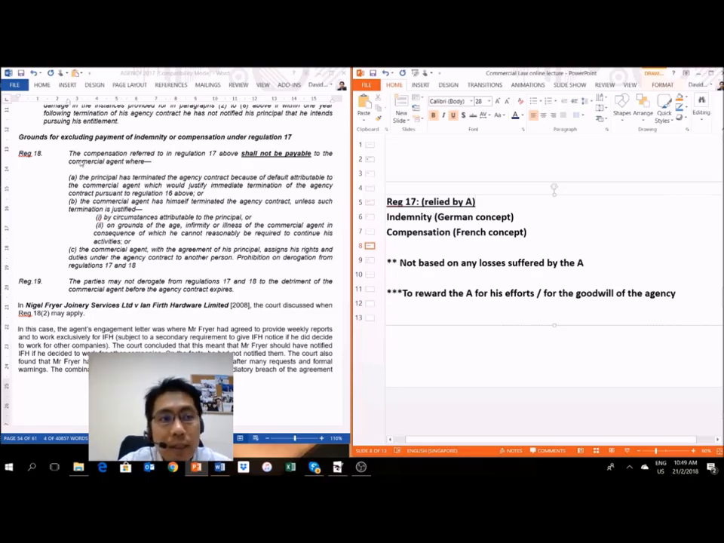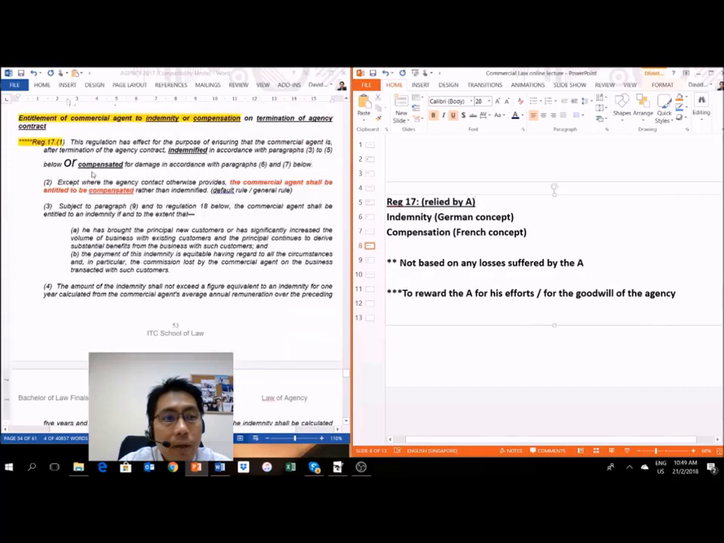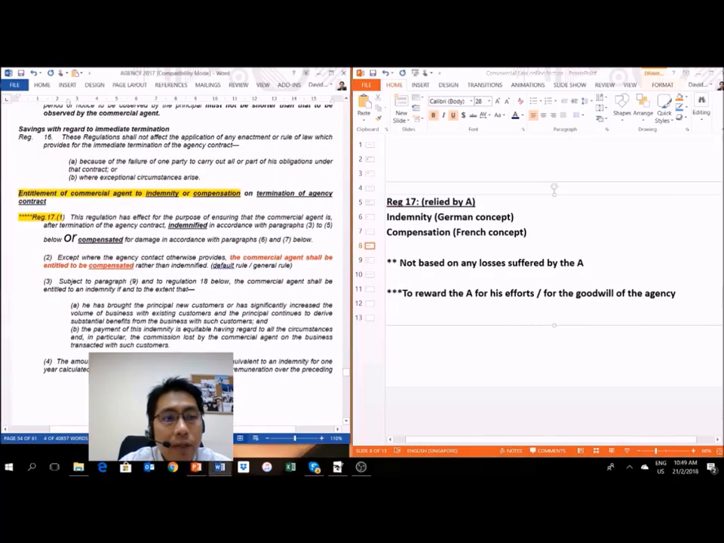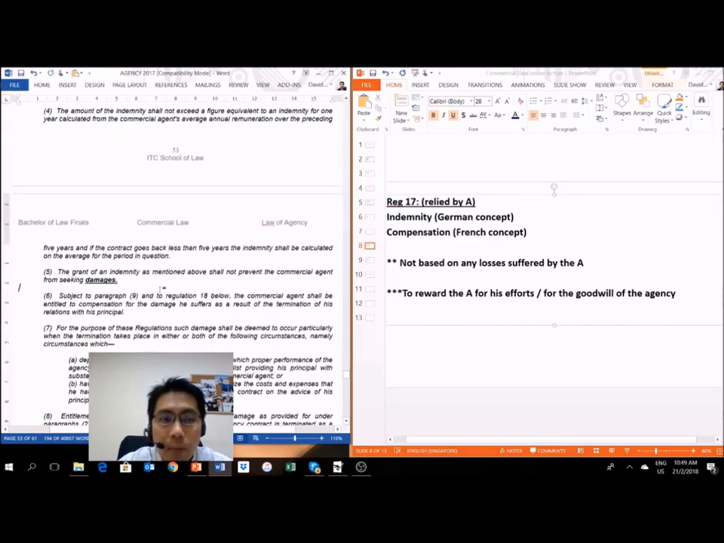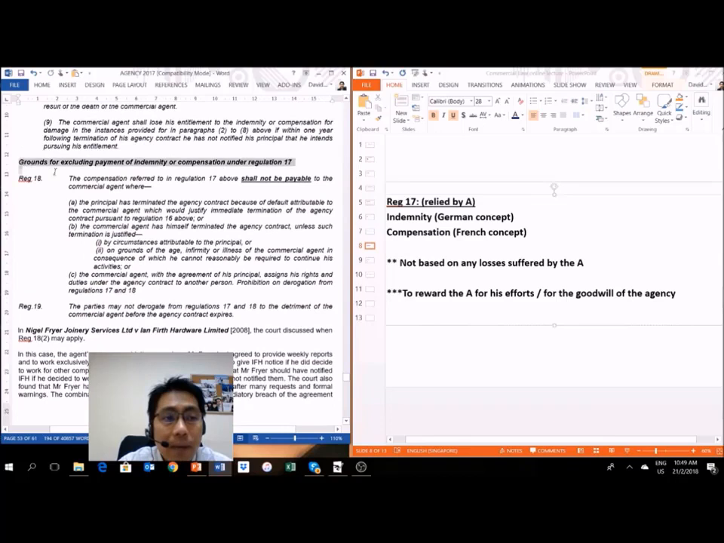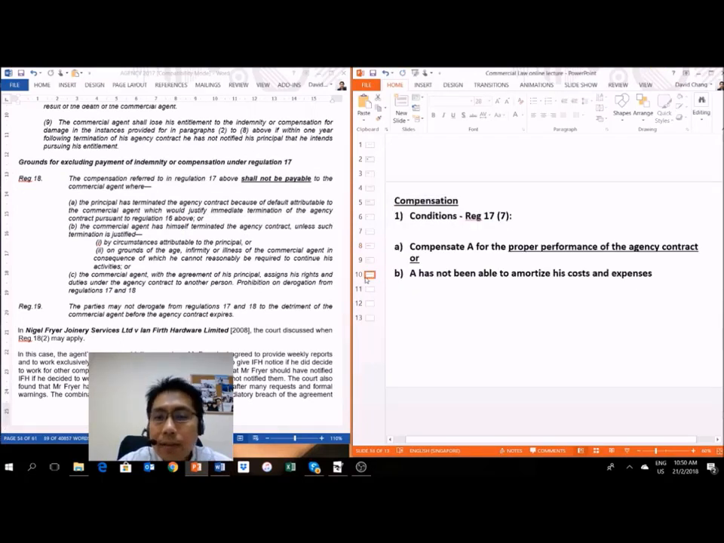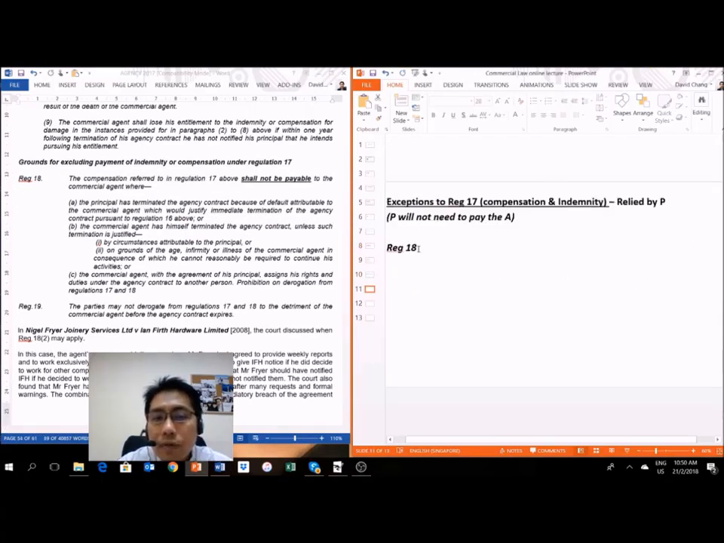So while 17 is relied on by the commercial agent, and they can either be indemnified or compensated, 18 instead will be relied on by the principal, where the principal will want to deny the payment and say that these amounts are not payable. Now let's look at Regulation 18 to understand what are the conditions for which one can refuse compensation or indemnity to the agent.